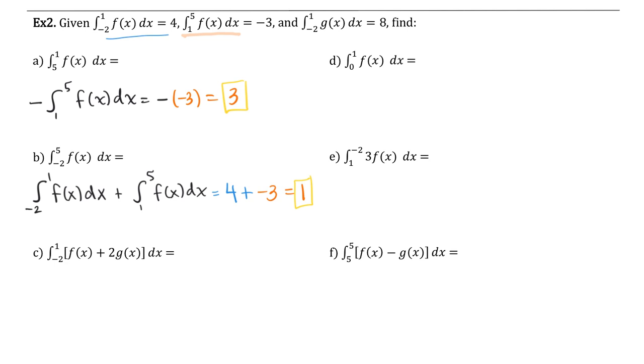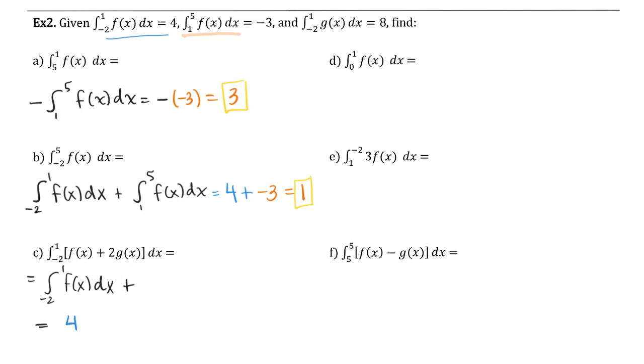Okay, the integral from negative 2 to 1 of f of x plus 2 g of x dx. Do I know the integral from negative 2 to 1 of f of x? I do. So algebraically, I'm going to show you the setup, although I would not show this step. I'm going to show it to you for your notes. So for negative 2 to 1 of f of x dx, I know the answer to that. That is 4.